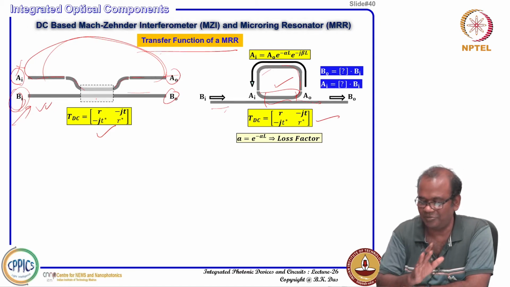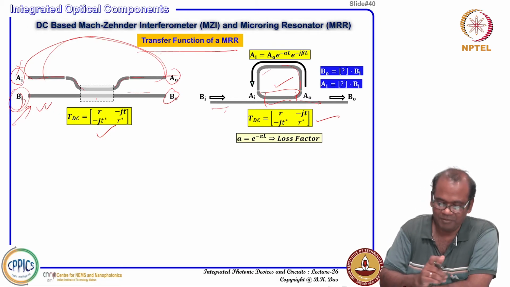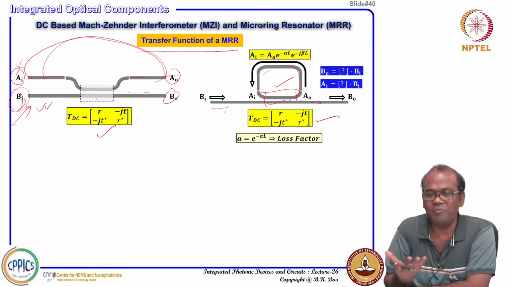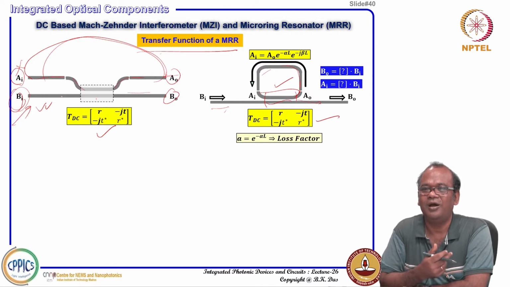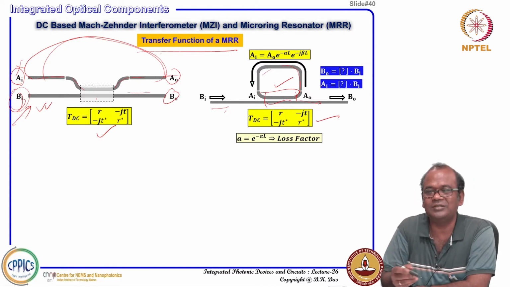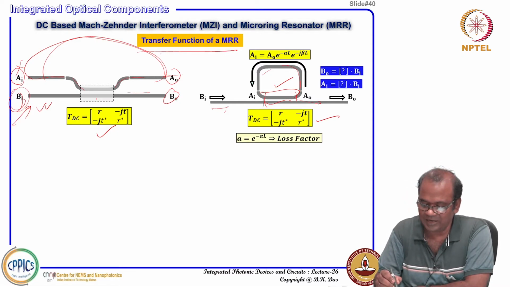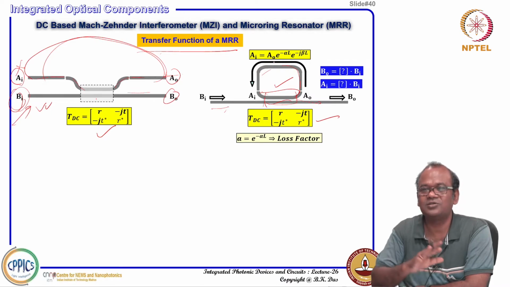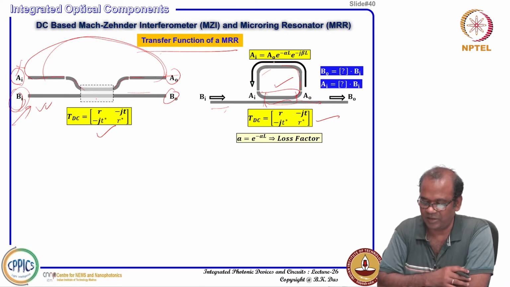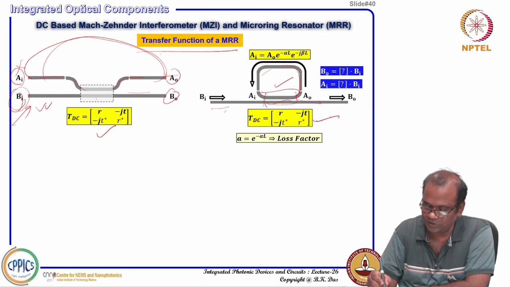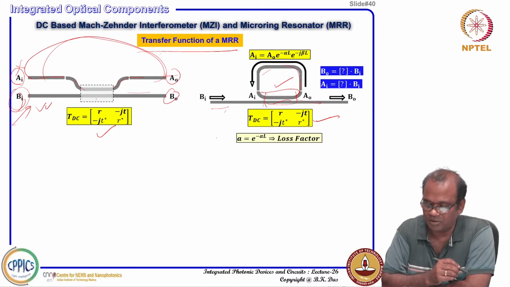Why it is a resonator will be clear in due course. But you see, this is a simple modification of the directional coupler. The output of one of the output ports you are just giving as positive feedback to one of the input ports. So basically, a directional coupler constructed in this form is called a microring resonator, and we know this one.